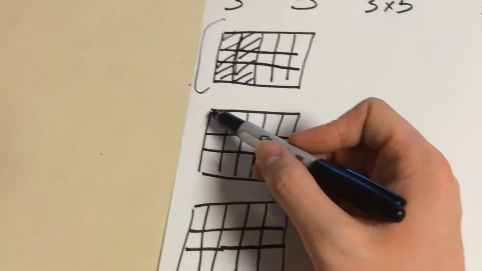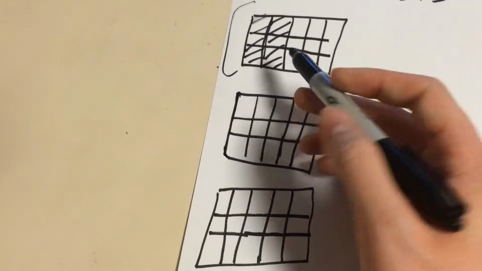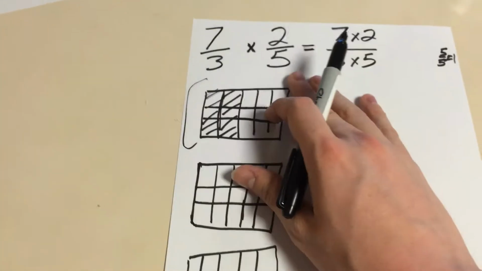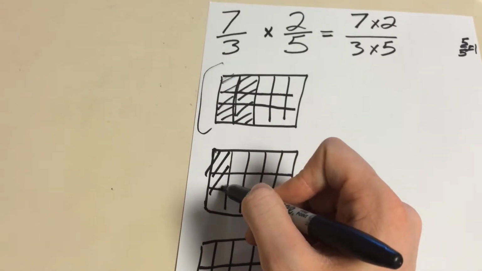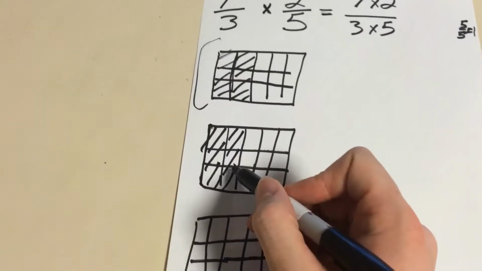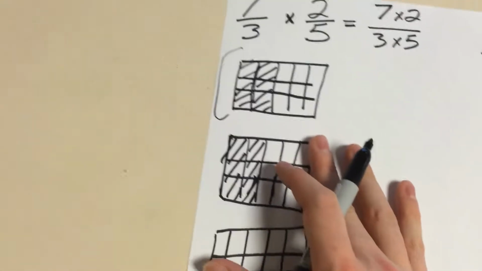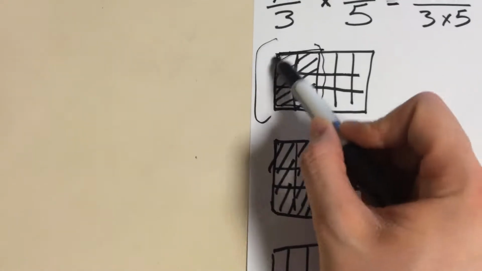And we're going to shade in 7/3 groups of 2/5. So we have another 2/5 here. How it's going to work is we're going to actually change our whole. We're going to switch our whole now. So our whole becomes just 2/5. This is our whole now.